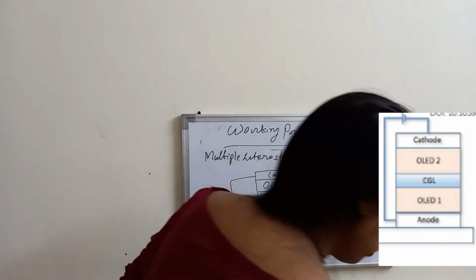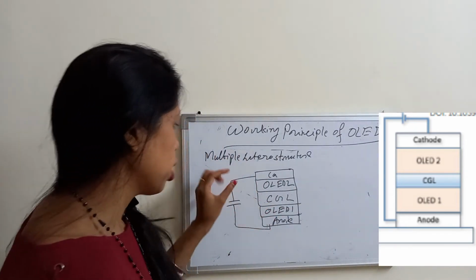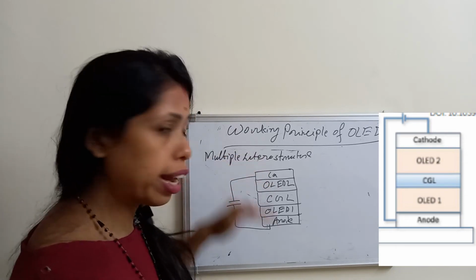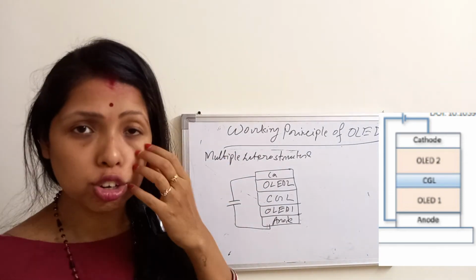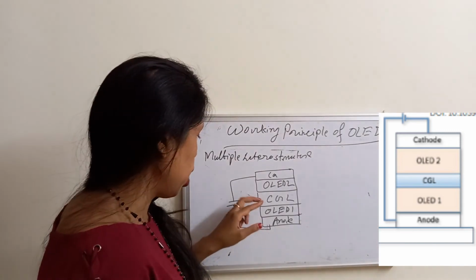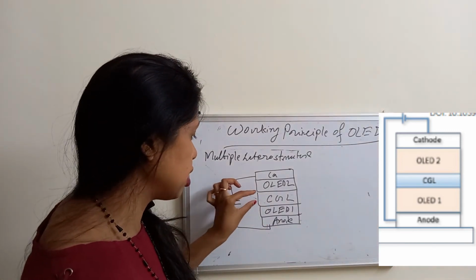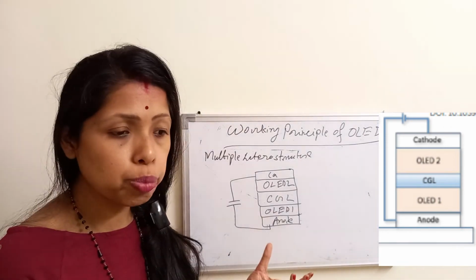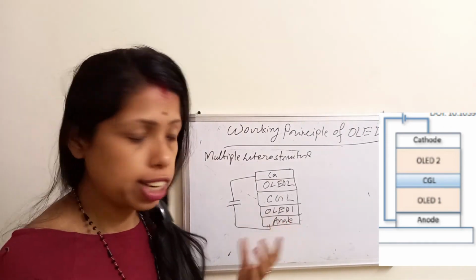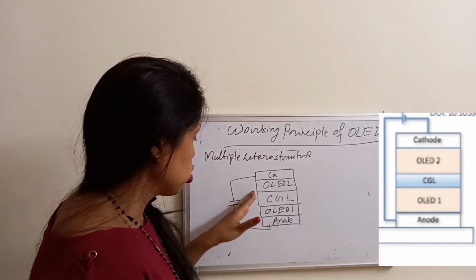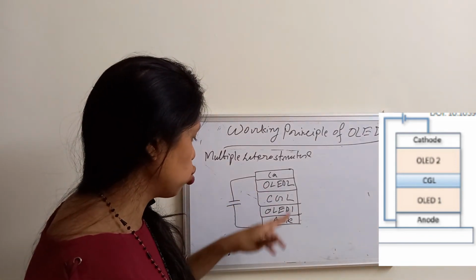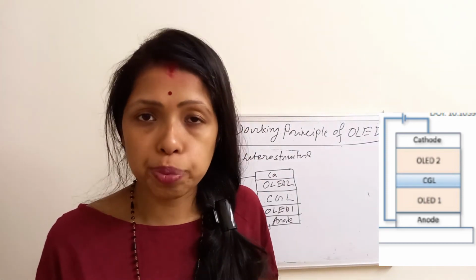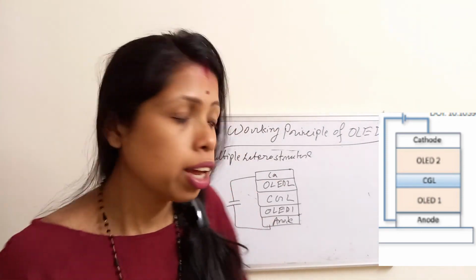Okay, so in case of the multiple heterostructure, you can get multiple heterojunctions, more than double heterojunctions, right? So see, the middle layer, that is the charge generation layer. A large number of charges will be accumulated inside the charge generation layer. Now, here I represent as OLED 2, OLED 1. So OLED 2 and OLED 1 both also consist of multiple layers, 2 layers or 3 layers, right?